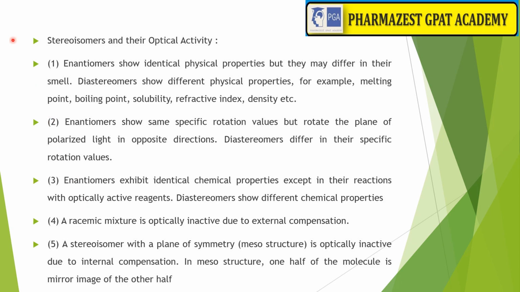Next, coming to stereoisomers and their optical activity. Enantiomers show identical physical properties, but they may differ in their smell. Diastereomers show different physical properties. For example, enantiomers have identical physical properties, whereas diastereomers show different physical properties like melting point, boiling point, solubility, refractive index, density, etc.